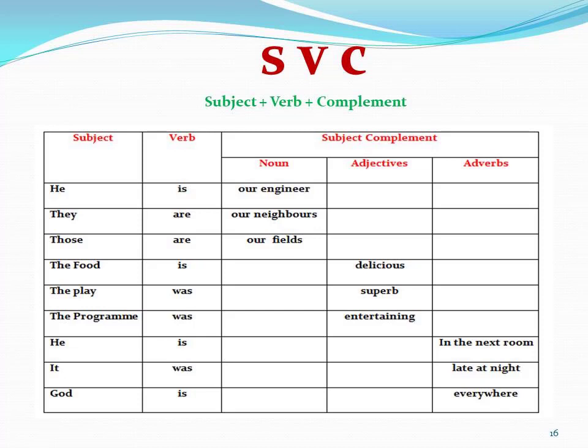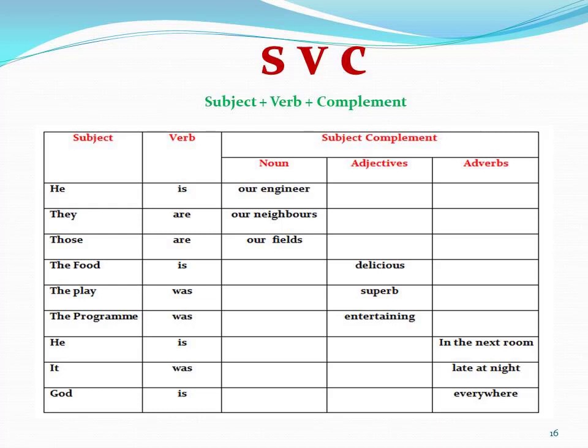Let us see more examples for the SVC pattern. See the tabular column. In this table, the first column refers to the subject, the second column refers to the verb, and the third column refers to the subject complement, and it is divided into noun, adjectives and adverbs. See the first 3 examples: He is our engineer, they are our neighbors, and those are our fields. In these examples, our engineer, our neighbors and our fields refer only to nouns.